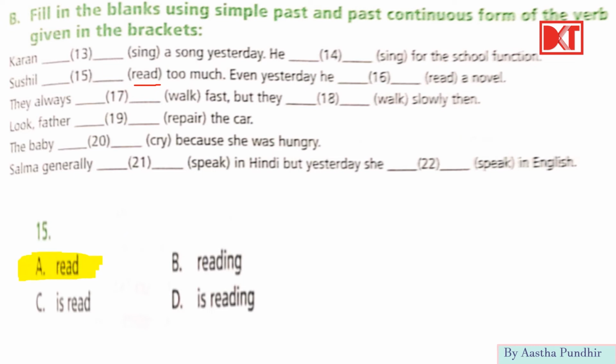We're talking about simple past. That Sushil बहुत पढ़ता था. Sushil read too much. Alright. So for read, the past form is read, but the spelling is the same. So Sushil read too much. For the other options, B reading, this is continuous one. C is read, this is the present tense. D is reading, is the present continuous tense. Correct answer is A, read.